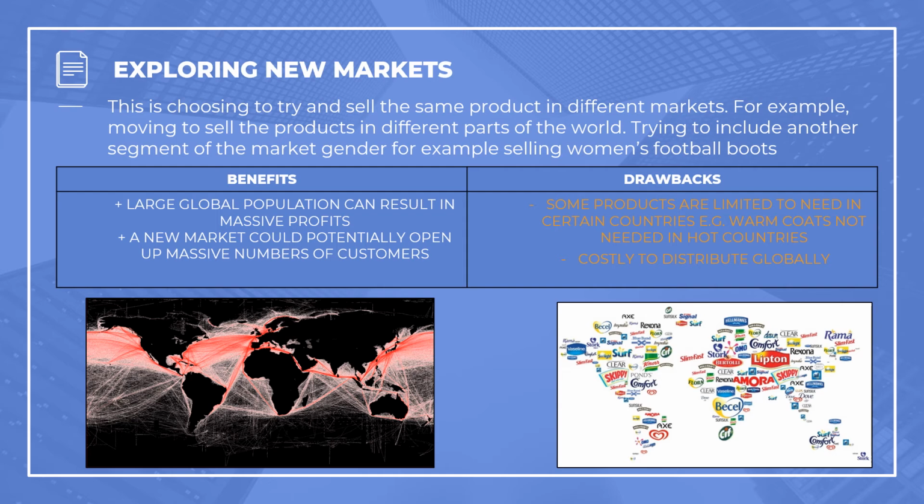For example, if you are a company that makes products and you're specifically aiming them at men, then one method you could do is to try and look at what you could do to that product to try and sell it to females as well. It could also be something like setting up a new branch in a new part of the country, or starting to sell your products on a worldwide scale.